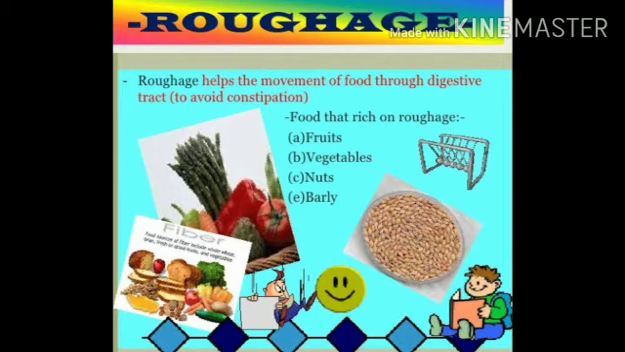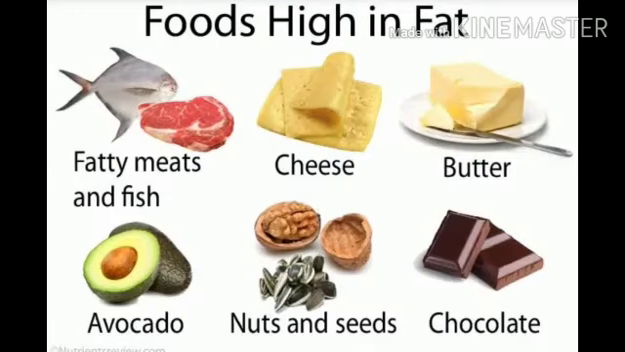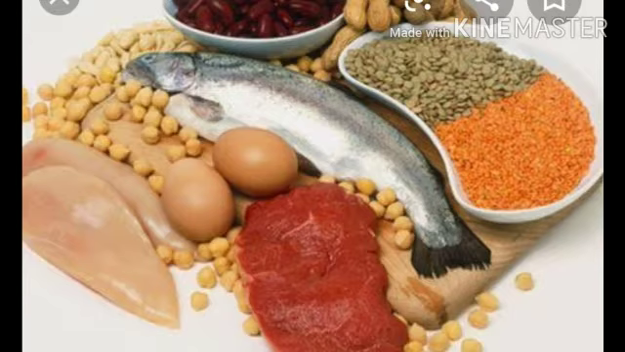Now children, let's move on to the second class of nutrients: fats. Fats are also composed of carbon, hydrogen and oxygen. They provide more energy than carbohydrate. Fats is an important storage form of food. Now let's come to the third class, that is the proteins.